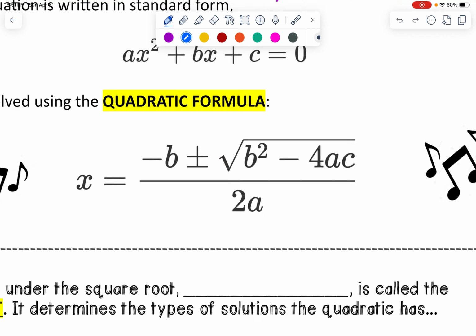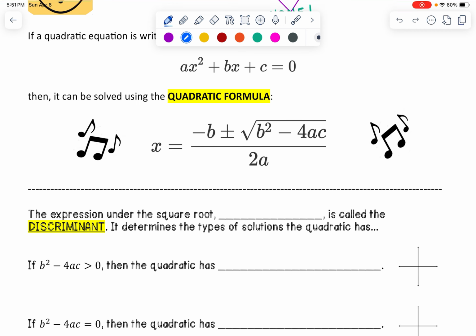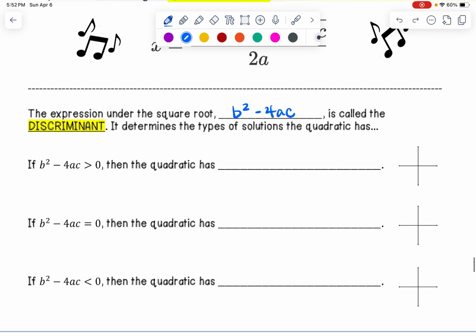So we're going to take a few minutes and just talk about that expression, that b squared minus 4ac, because it has a special name, right? It's called the discriminant. It's a big word, discriminant. It's highlighted right here in yellow. So the expression under the square root, b squared minus 4ac, is called the discriminant. And it's that number that you get when you plug your a, b, and c in. It's that number that tells you how many solutions and what type of solutions your quadratic has, right? So we're just going to talk about that really quick.